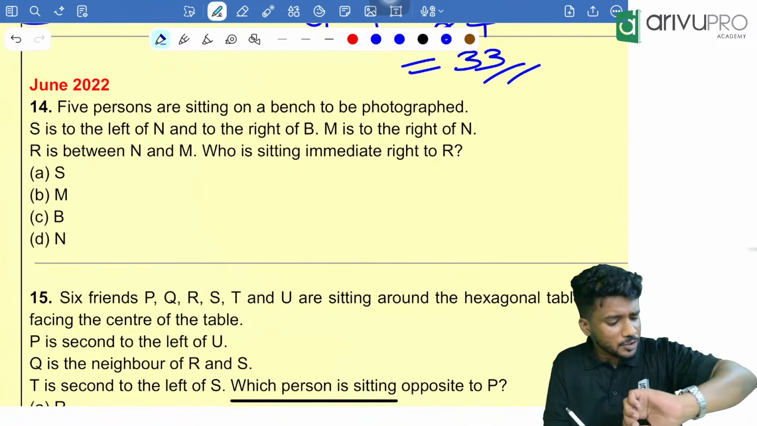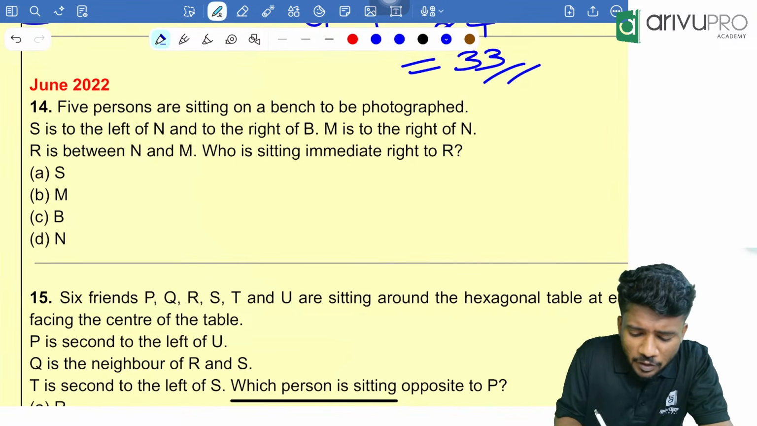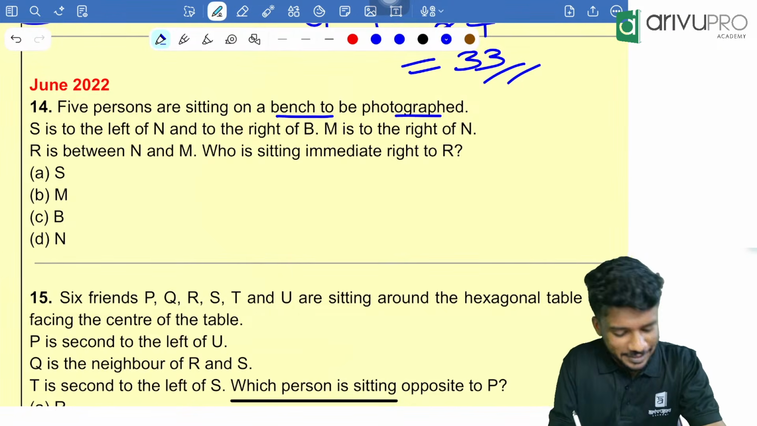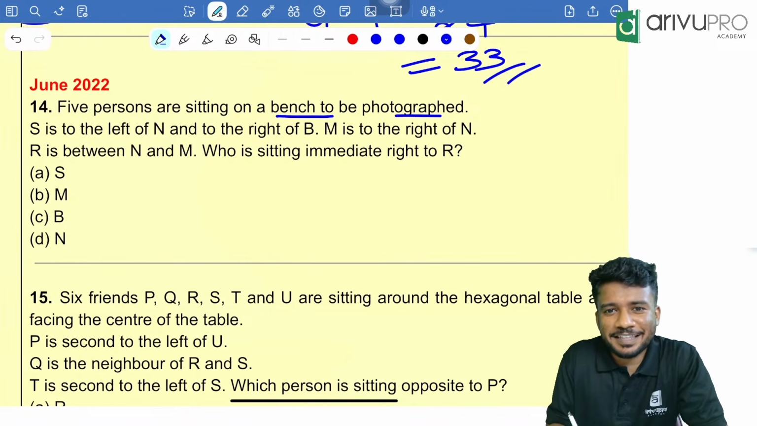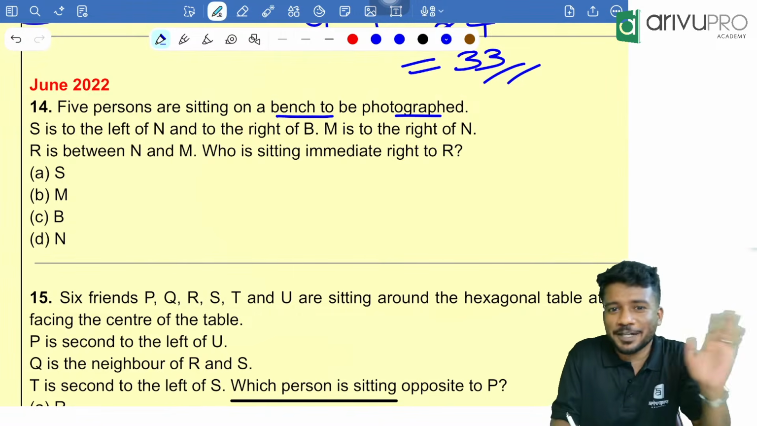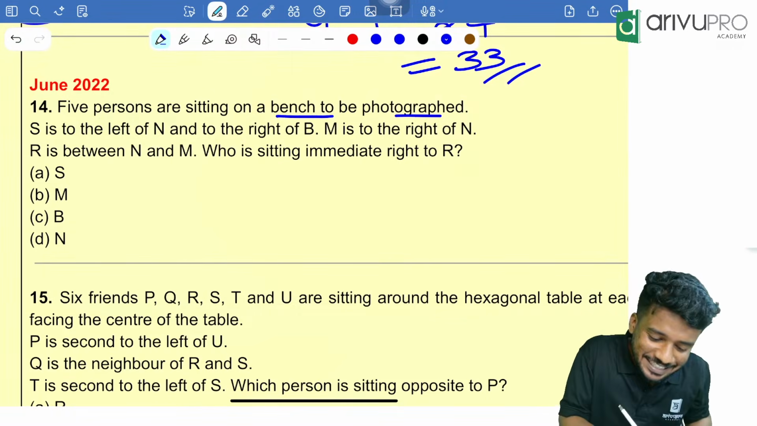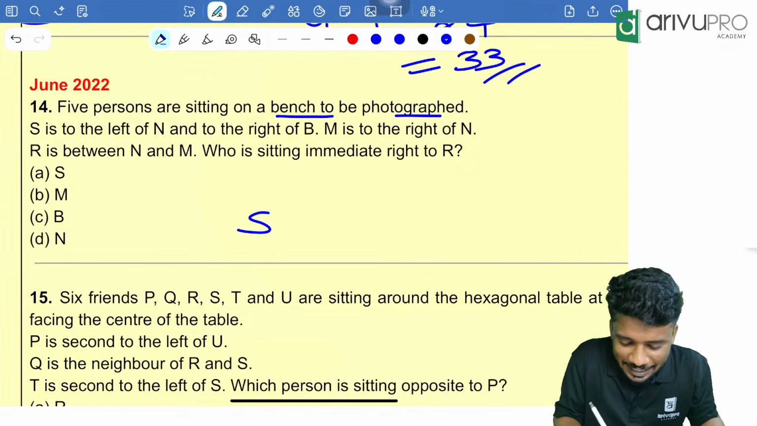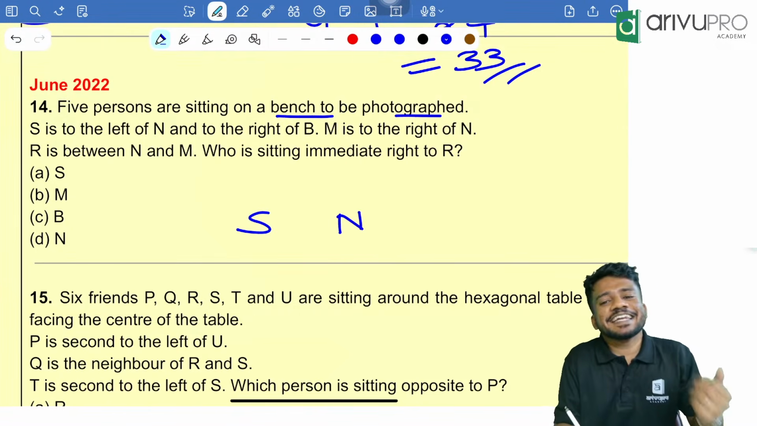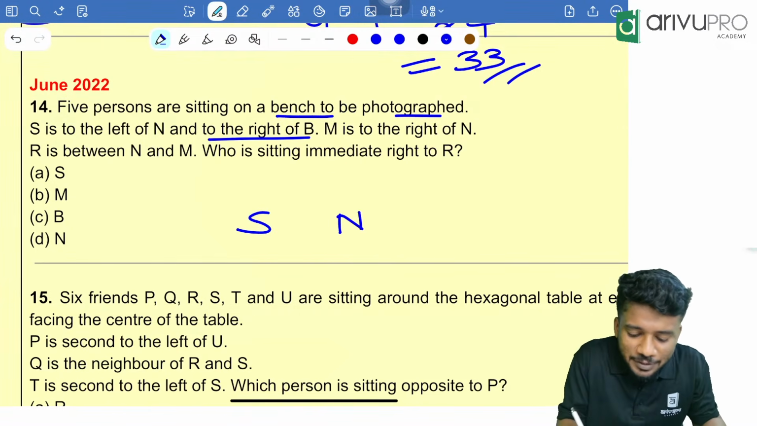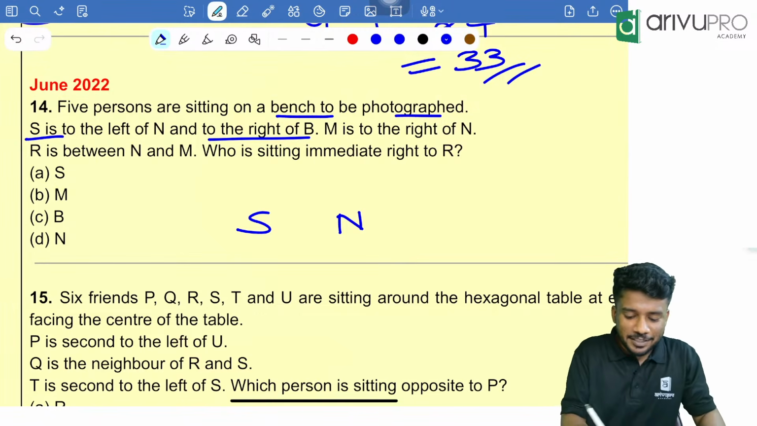June 2022. 5 persons are sitting on a bench to be photographed. Very good question. Very easy question. Same question as before. Yes, S is to the left of N. Then what else is given? And to the right of B. That means S is to the right of B.